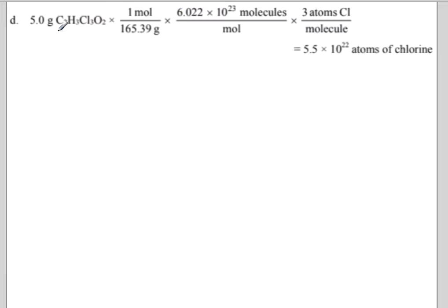When you go to do the actual calculation, you put there's your molar mass times that 1 to 3 ratio. We're going to round to 2 significant figures based on the given. So you're going to be 5.5 times 10 to the 22nd. That's how you do that one.